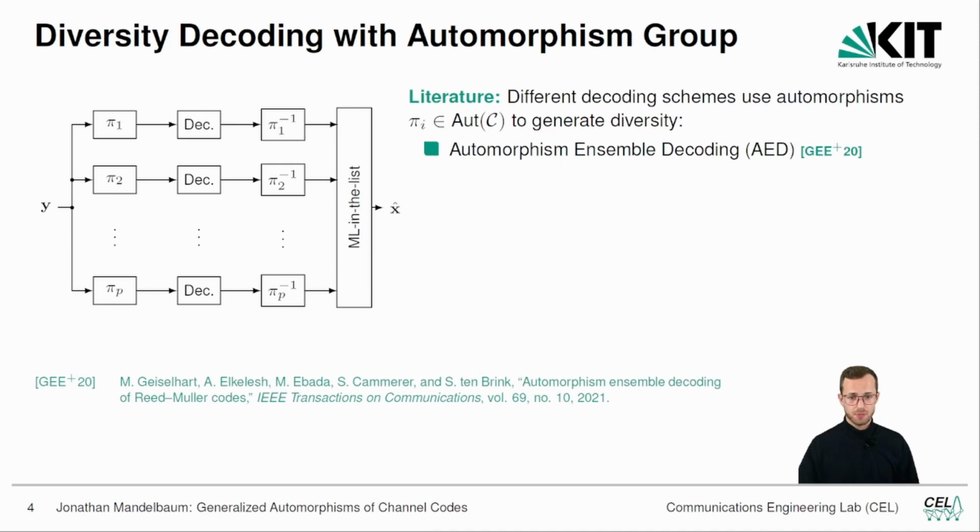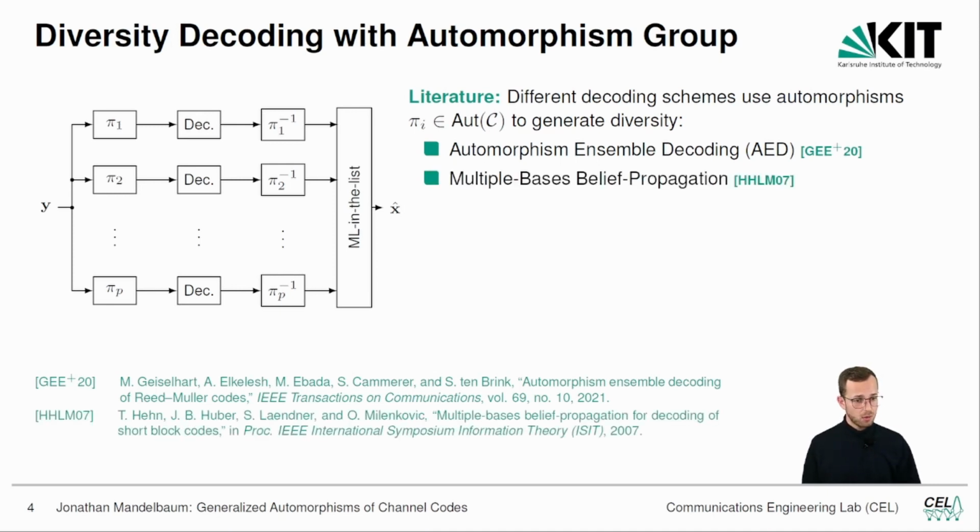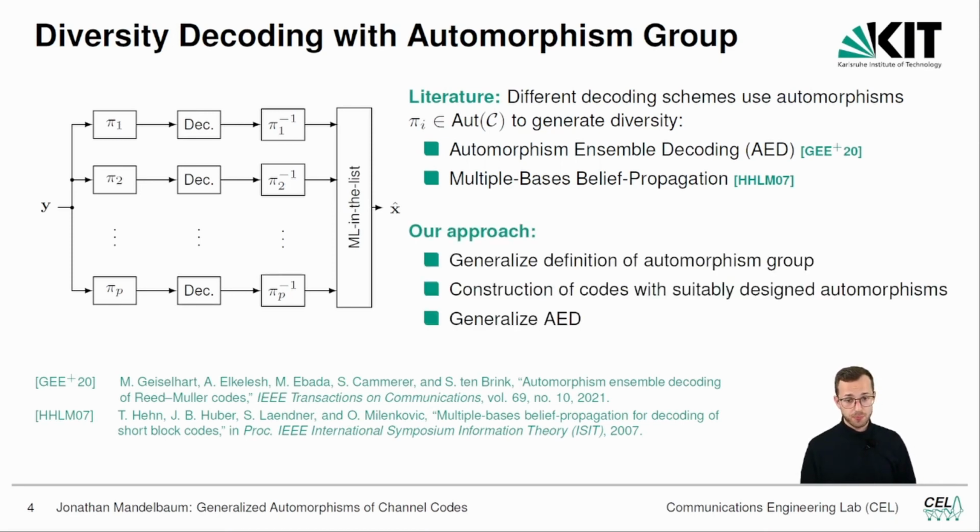Also, other ensemble decoding schemes such as the multiple basis belief propagation decoder often exploit the automorphism group. In the case of the MBBP, it's not by using them during decoding, but in the process of constructing different parity check matrices that then are used for decoding.